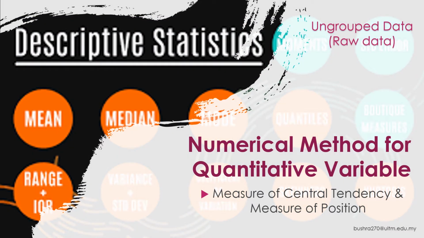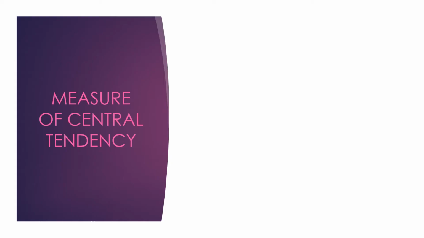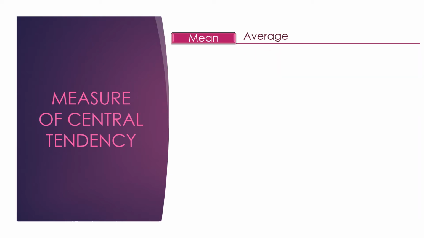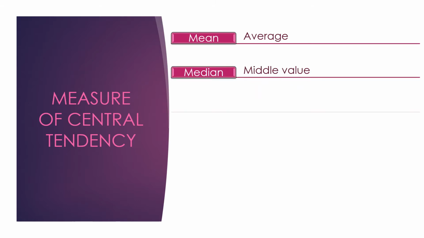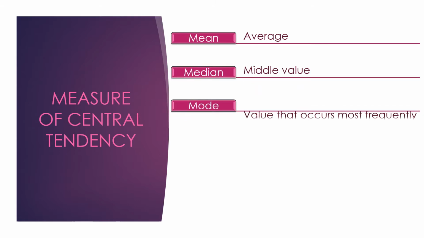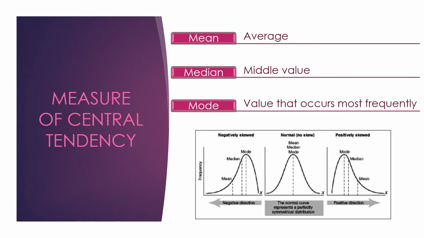In this video, we shall discuss the measure of central tendency and measure of position for raw data. Measure of central tendency can be either mean value, median value, and modal value. From these values, we can identify the shape of distribution.